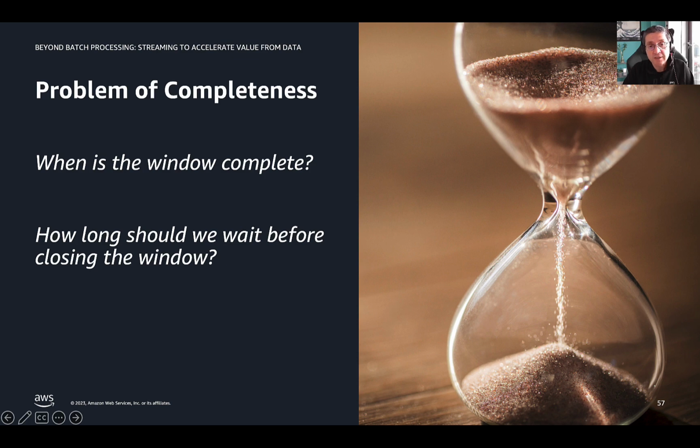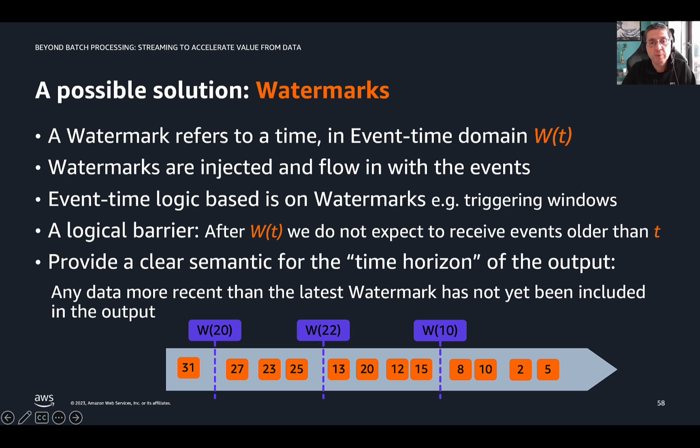The reality is there is no simple answer. One possible approach to this problem is using watermarks. This is the approach used by the Dataflow model and by Apache Flink, an open source implementation of this model. Each watermark refers to a time, in the event time domain, of course. A watermark is literally a simple message saying this is the watermark for time t. And these messages are injected in the data flow with the other events.